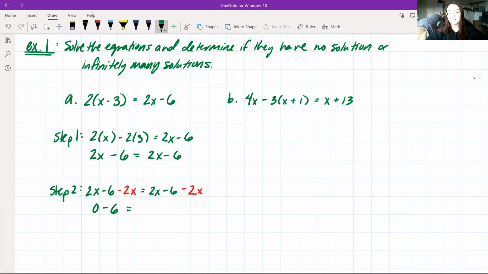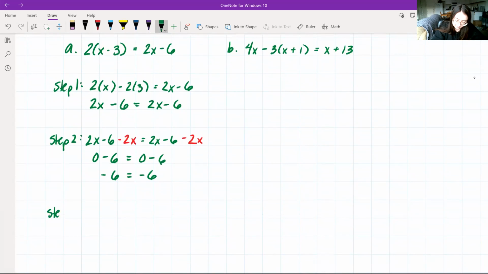So another 2x minus 2x, and this will once again give us 0 minus 6. Well, 0 minus 6 is just going to be negative 6 is equal to negative 6. And with our next step, we would be putting our constants all to one side. So in this case, we're going to be adding 6 to both sides. But notice that there is no variable here now. We just have a constant equal to a constant.